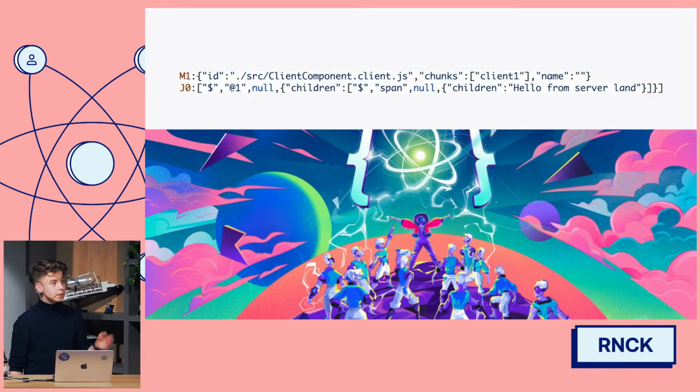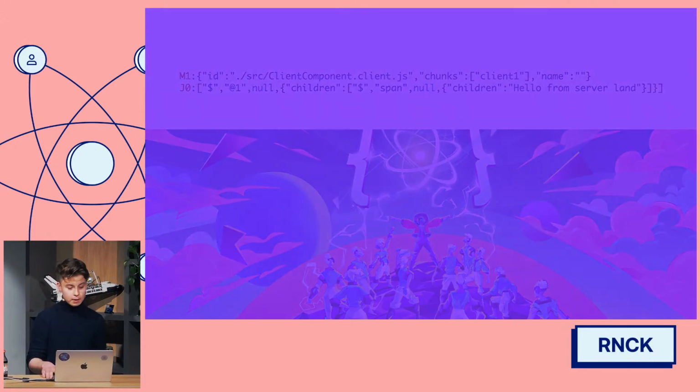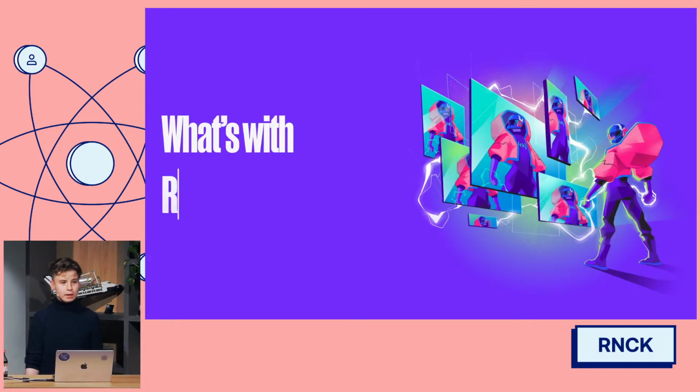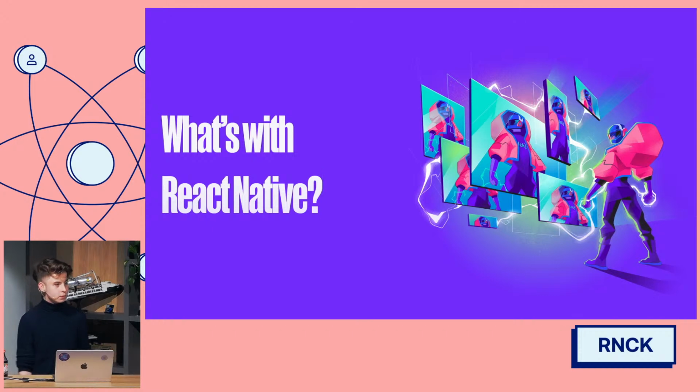And this is all possible thanks to this format. At first, it looks like JSON, but it's not. It's a React Server Component specific format that was designed for this purpose. And it contains things like connections between components, what should be displayed and where. So yeah. But what about React Native and how can we fit it into this whole picture?